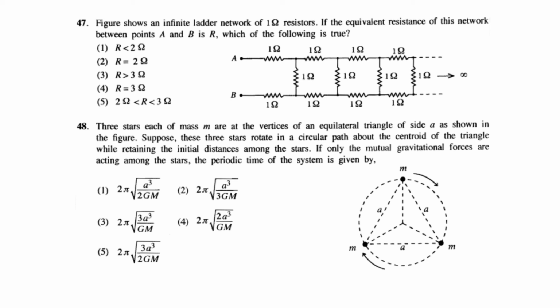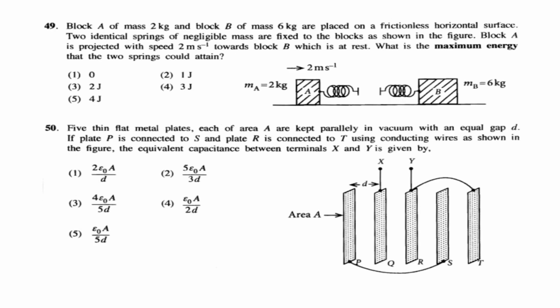Answer is 2. Question number 49. A block A of mass 2 kg and block B of mass 6 kg are placed on a frictionless horizontal surface. 2 identical springs of negligible mass are fixed to the blocks as shown in the figure. Block A is projected with speed 2 meter per second towards block B, which is at rest. They are asking for the maximum energy that the 2 springs could attain.